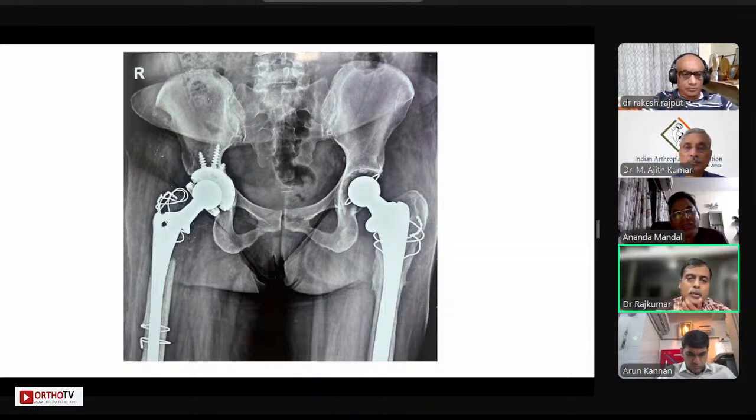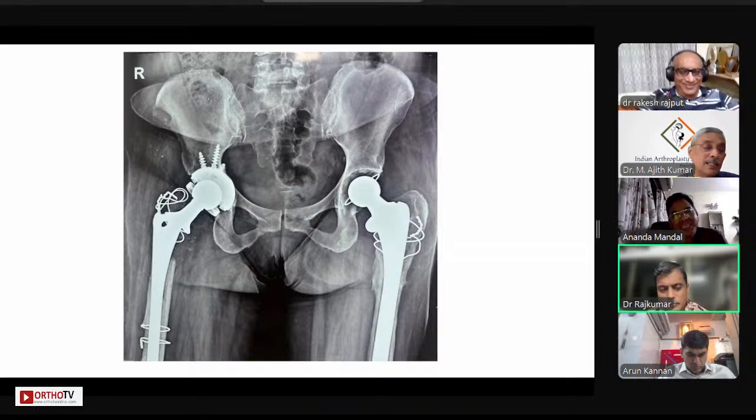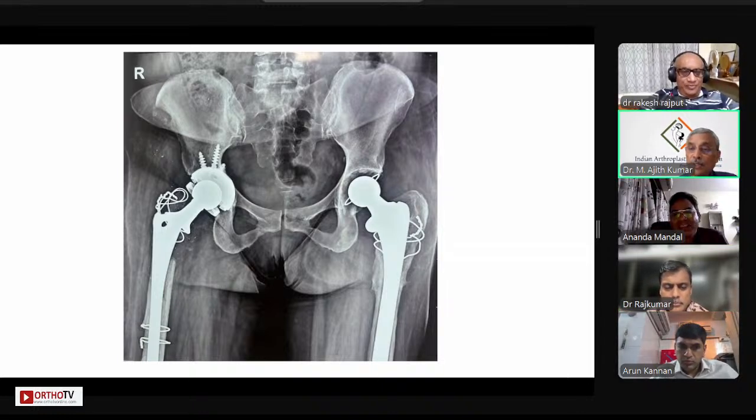I have removed a couple of these broken solutions and Eclean stems. So whatever might be the age or the situation, better to avoid these cobalt chrome stems. Dr. Mandal can de-link and Dr. Arun Kannan can log in, I think.